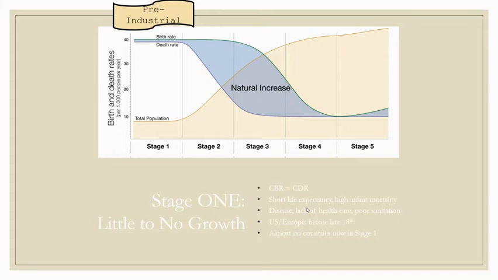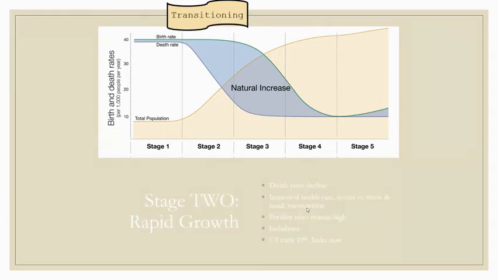So again, here we see some of these details. So in stage one, there's little to no growth, right? The birth rate and the death rates are roughly equal. Obviously, the birth rate has to be a little bit higher or else the country wouldn't exist. This describes the US and Europe before the late 18th century. And there's basically no countries now in stage one. Some have argued that South Sudan might be in stage one, but our general understanding is that no countries are in this stage any longer.